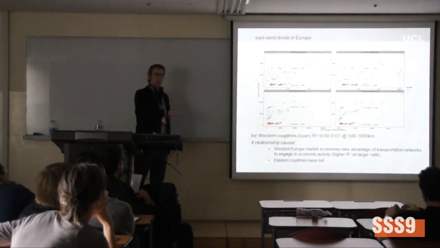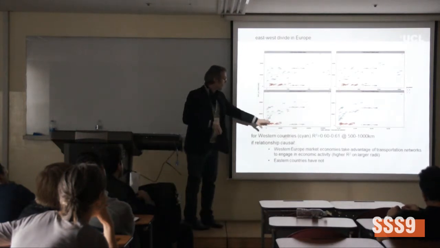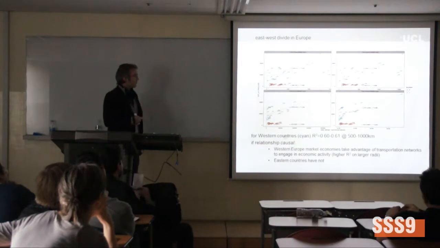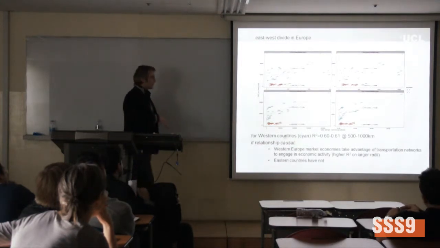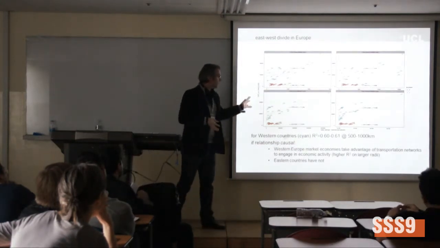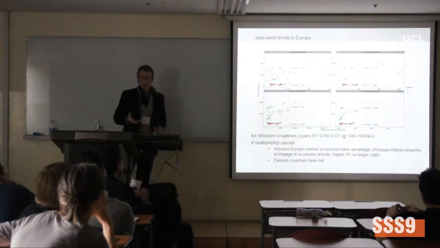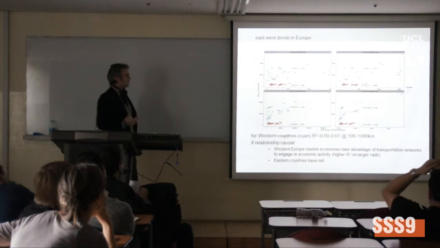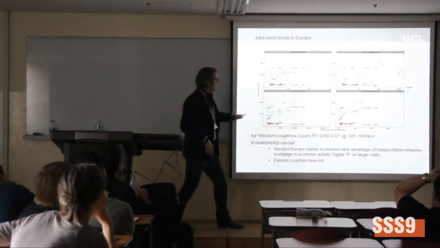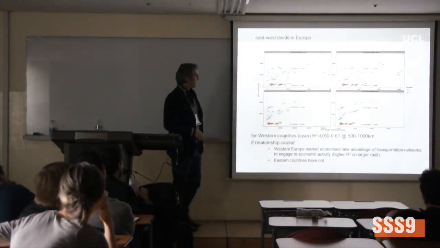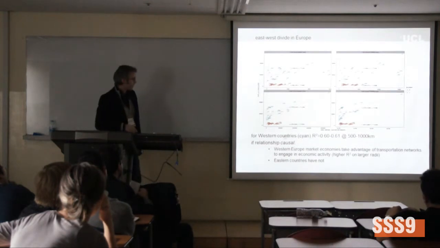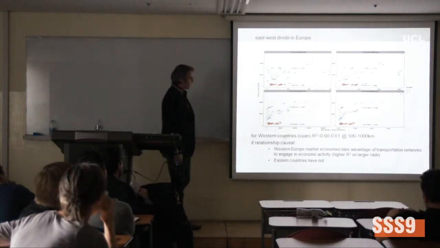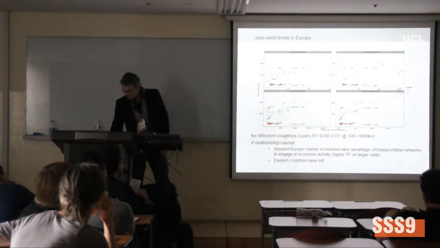However, in Eastern Europe, we don't find that at all. The correlation is almost nothing with the choice values of the road network. So if there is a causal relationship here, it's plausible to suggest, we think, that Western Europe, particularly the less controlled market economies, might be able to take advantage of the opportunities that those transportation networks are giving, allowing this strong correlation of their values against choice to economic activity, whereas the Eastern European countries have not been able to do that for whatever reason.